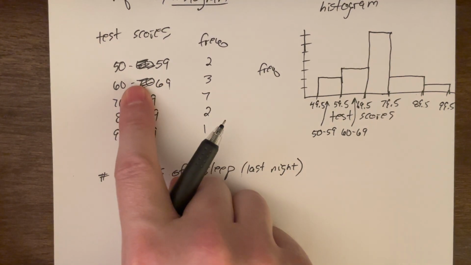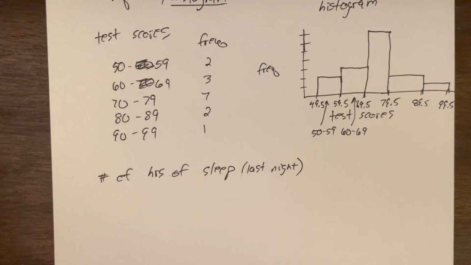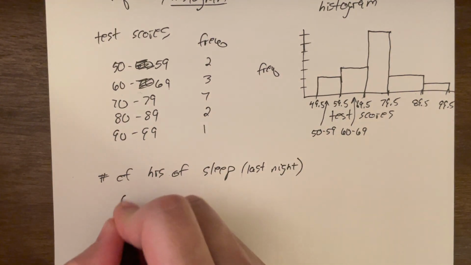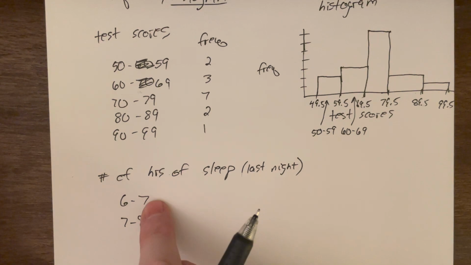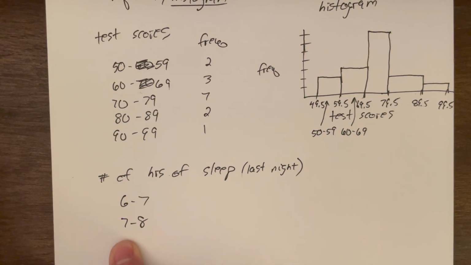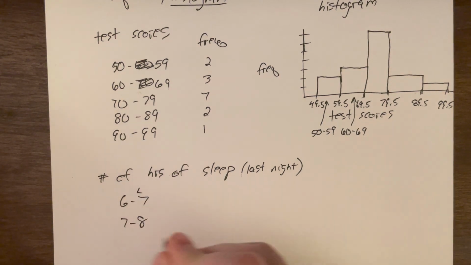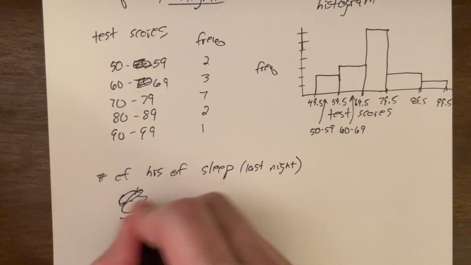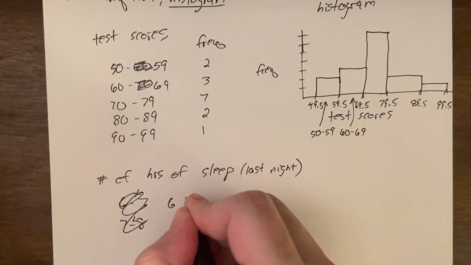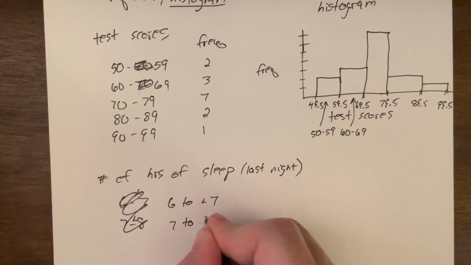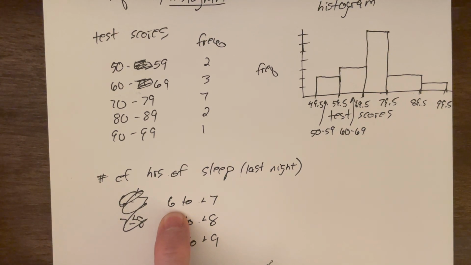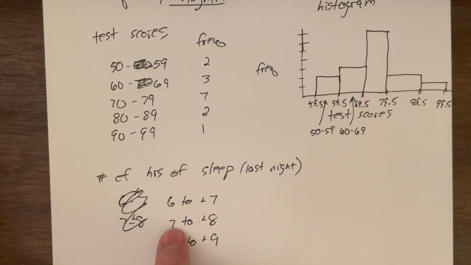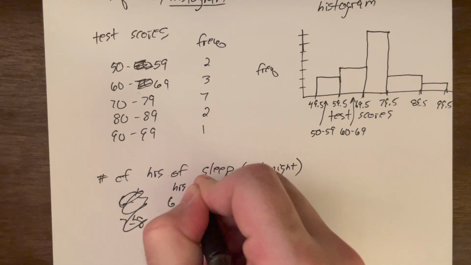So I could still try and do something like this, but now, it's a little less common to go, you still can't go 6 to 7, 7 to 8. You still need to have that separation because you could have somebody who sleeps exactly 7 hours. So maybe 6 to less than 7, 7 to, and now I should really write, instead of just putting a dash here, I should literally write 6 to less than 7, 7 to less than 8, 8 to less than 9. So anybody who slept more than 6 hours but less than 7 is here. Anybody who slept more than 7 but less than 8 is clearly here. So here's my hours of sleep.